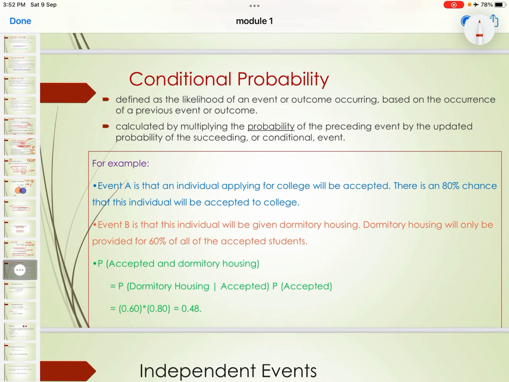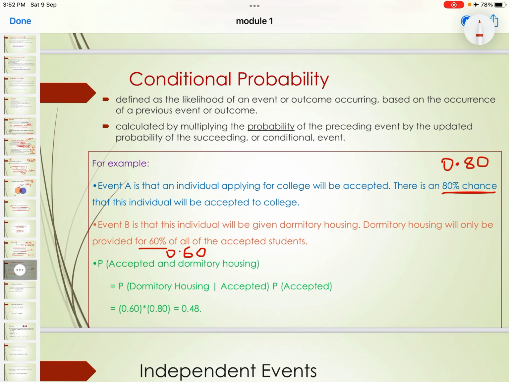So for example, let us see one example of a problem. It says event A is that an individual applying for the college will be accepted. There are 80% chances that the individual will be accepted. So 80% means 0.80. Now event B is that an individual will be given dormitory housing. Dormitory housing will be provided only to 60% of the people who are accepted.